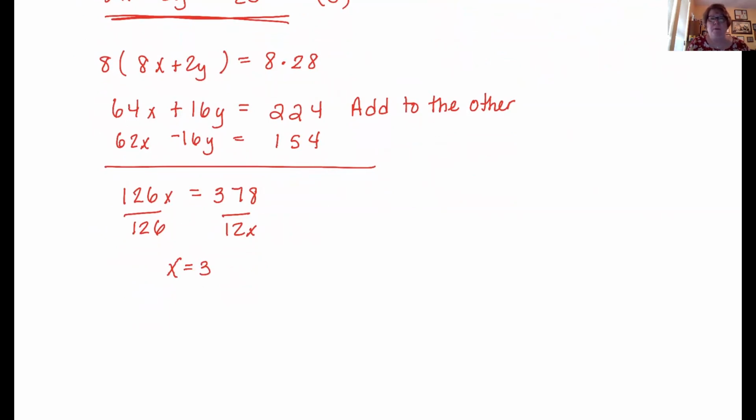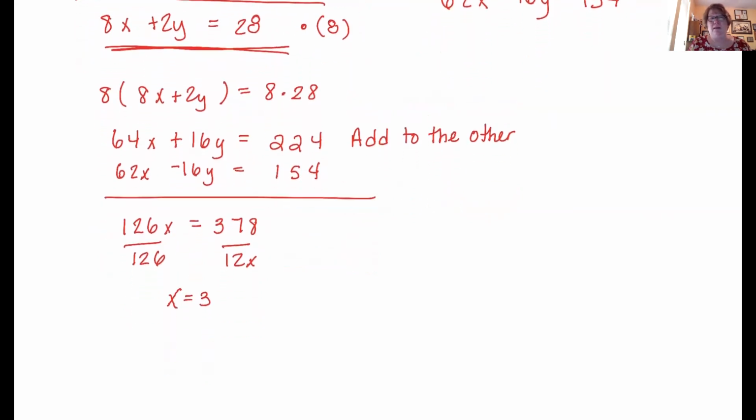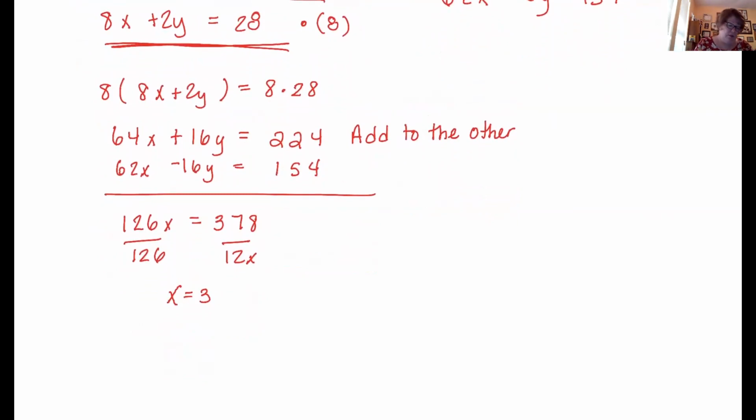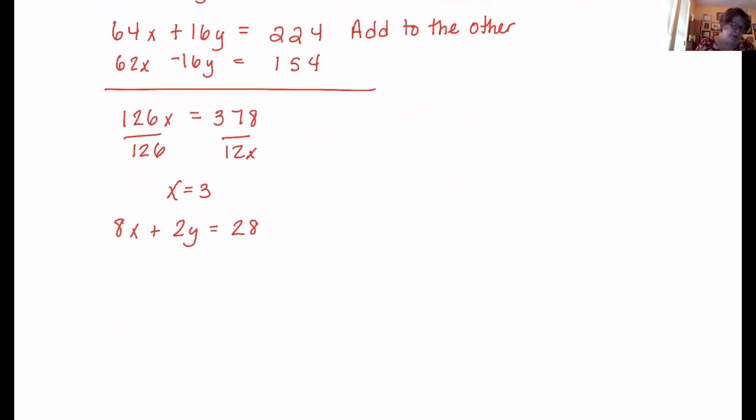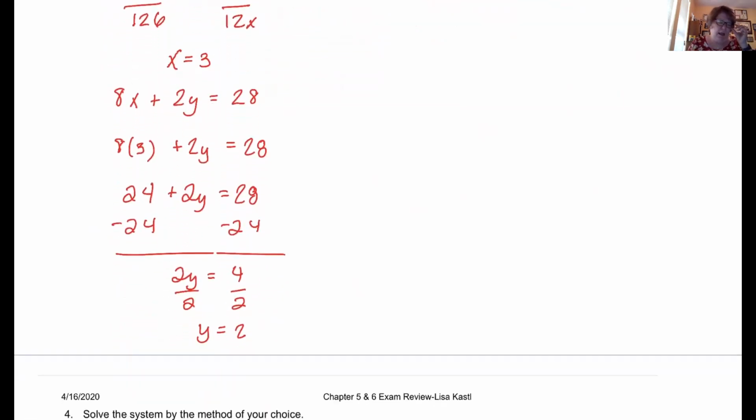Now I'm going to back substitute into either one of these two equations, either the 8x plus 2y equals 28 or the 62x minus 16y equals 154, to find y. It looks to me that the first equation would be a little bit easier. So I'm going to plug x equals 3 into that first equation and solve for y. I'm going to subtract 24 from both sides. Divide both sides by 2. And I get y is 2. So x is 3 and y is 2.